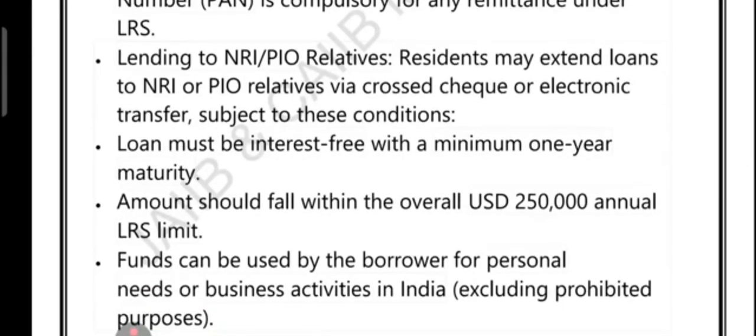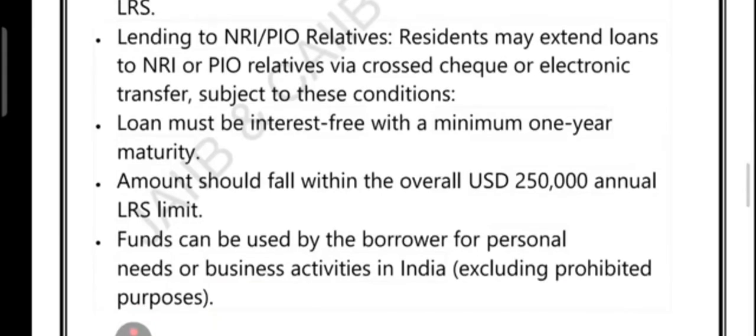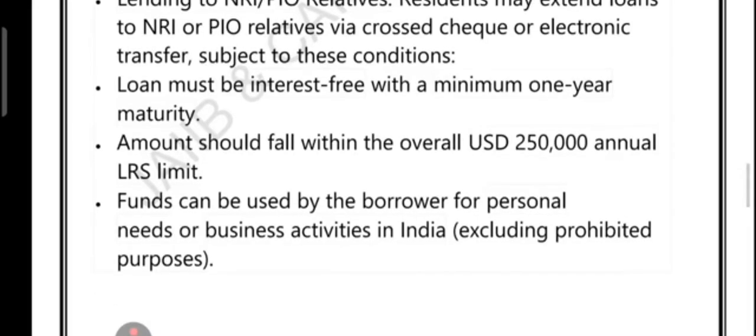It should be within your $2.5 lakh limit. The money can only be used for personal need or business in India, not for a banned purpose. And it must go to their NRO account in India, and it cannot be taken out of India. So you can give a loan under LRS to your NRI and PIO, but there are certain conditions.